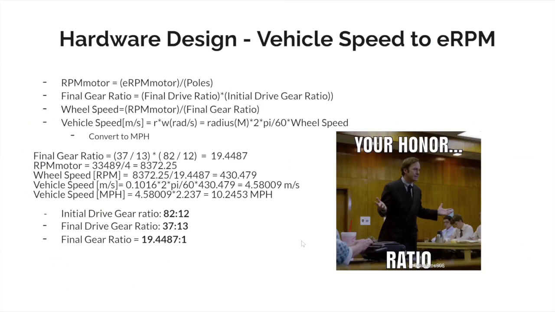This is all the math that we did to be able to determine our initial drive gear ratio, our final drive gear ratio, and then our final gear ratio total. We are also able to determine wheel speed and RPM, our vehicle speed in meters per second, and then we convert that meters per second into miles per hour.